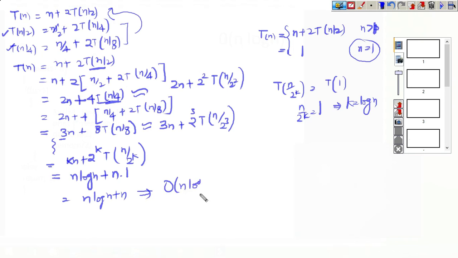So whenever any equation is given to us, we just look at the highest order term. So here n log n is the highest order, and our answer is n log n.